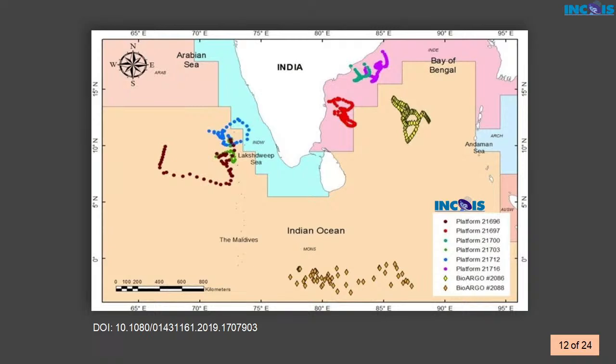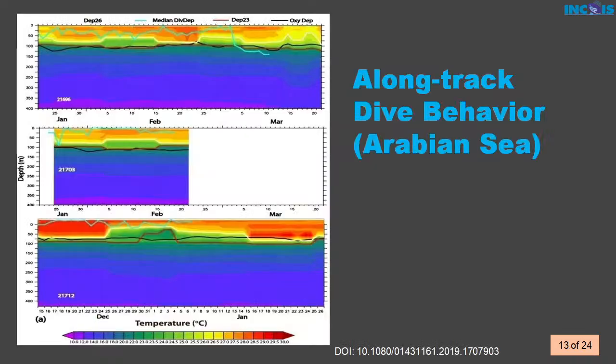So these are the tracks, and along the track we then derived temperature as well as temperature profiles as well as the depth of the oxycline, and this is how it looks. Now if you see that with reference to the literature that is available from other basins, tuna can sustain the low water temperature, even up to very, very low temperature, so that it can dive deeper.